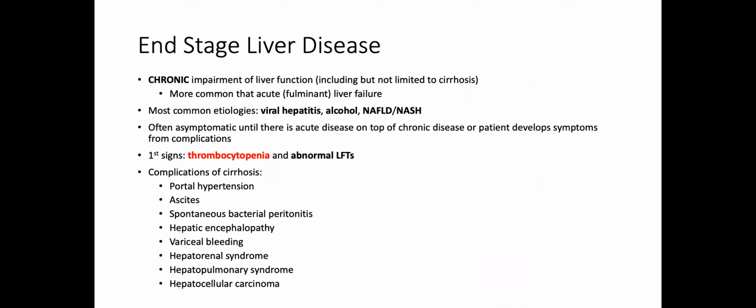End-stage liver disease is going to be chronic impairment of liver function. And chronic is more common than acute. Most common causes are viral hepatitis, alcohol, NAFL, NASH. So again, that's non-alcoholic. First signs are going to be thrombocytopenia and abnormal liver enzymes. Then they might have complications like portal hypertension, ascites, spontaneous bacterial peritonitis, and so on and so forth.